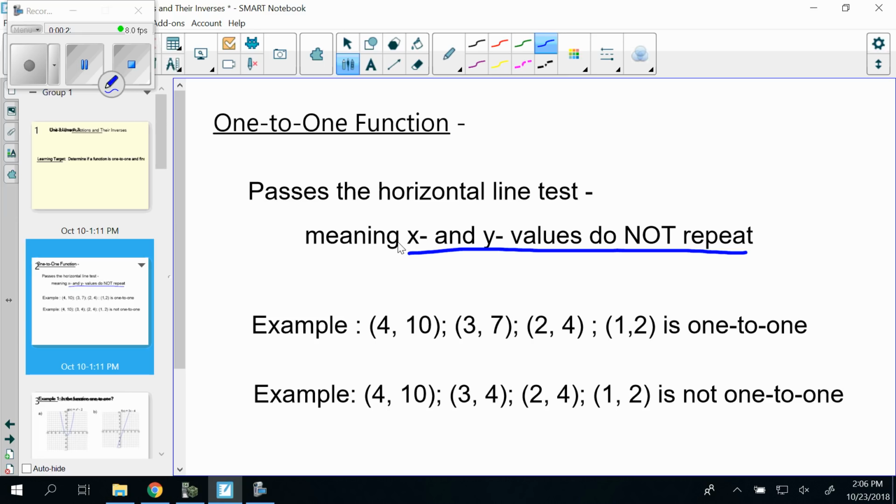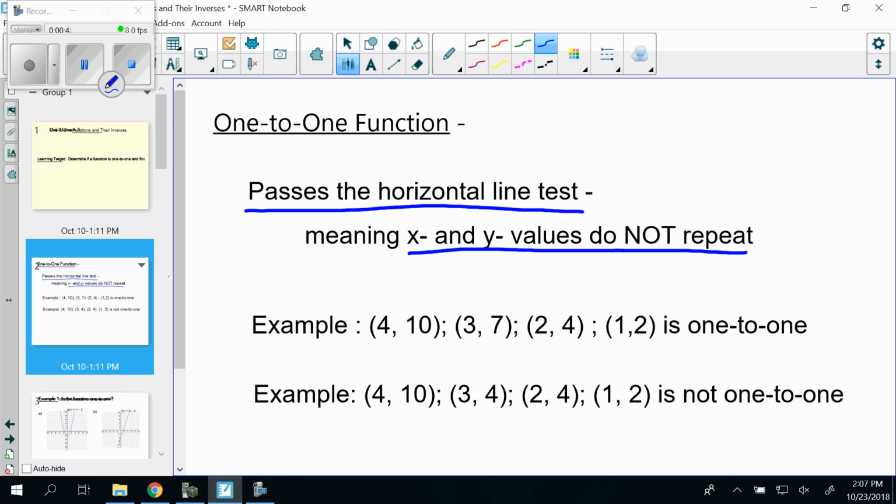So we know about functions. We had that vertical line test to see if something's a function. That means if it's a one-to-one function, it's going to pass the horizontal line test. If you draw a horizontal line through, you should not have any repeated y values. And so if you want to see that something's one-to-one, check that there's no x or y values repeated.